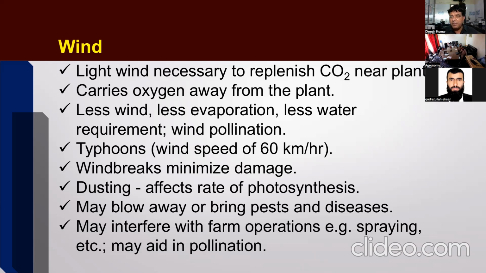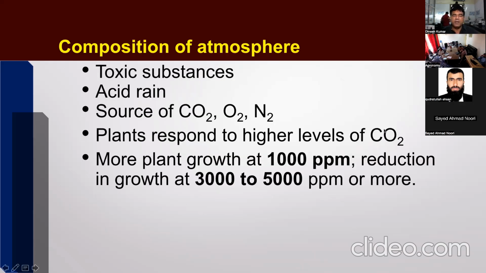Wind breaks can minimize the damage. Dusting affects the rate of photosynthesis. The dust will reach the plant leaves, and photosynthesis can be affected adversely. Wind can also bring pests. Through wind, certain pests can be distributed, but it can also take away certain pests which are near the plant. So it has both positive and negative roles, and it helps in the distribution of pollen from one plant to another. Overall, it has some good effects and some bad effects.